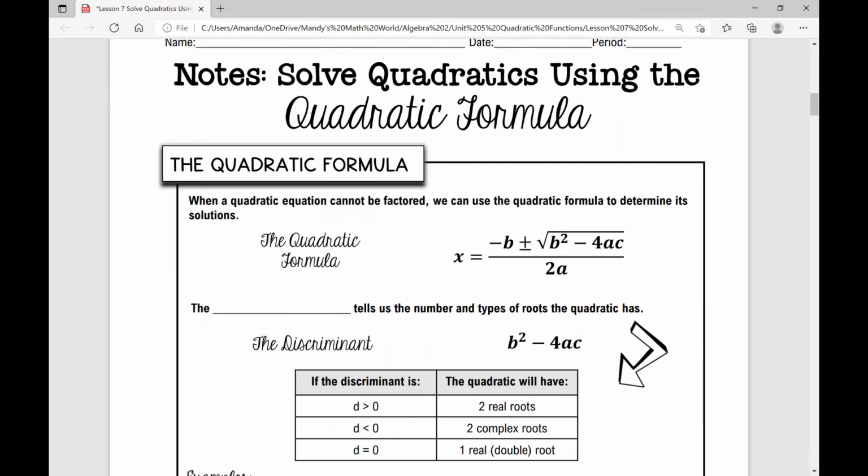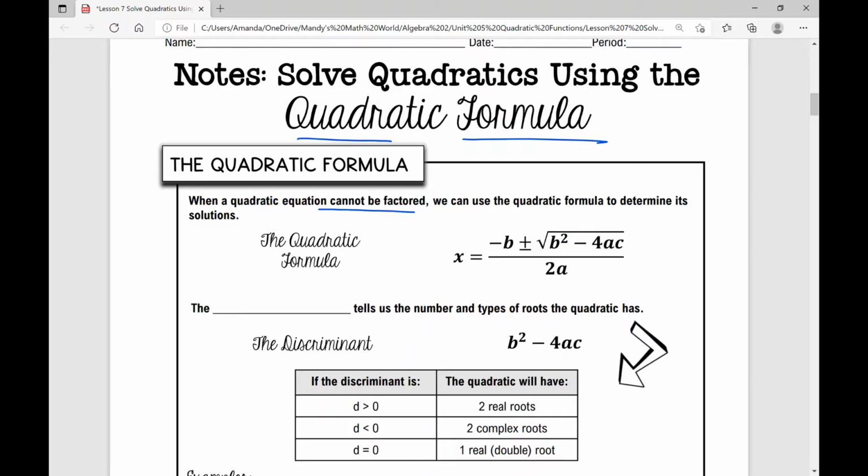Today we're going to be solving quadratics using the quadratic formula. When a quadratic equation cannot be factored, we can use the quadratic formula to determine its solutions, whether they be real or complex. So at this point, how have we solved quadratics? We've solved quadratics by factoring, we've solved quadratics by completing the square, and today we're going to be solving quadratics using the quadratic formula. Now, you've already been introduced to imaginary numbers, complex solutions. Today's lesson will include complex solutions.